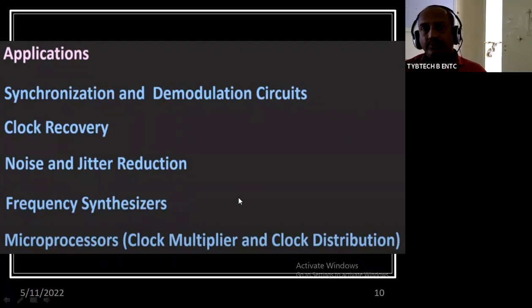After that, we have gone through the applications of the PLL. So many applications are there, and they are interlinked with each other. A few of the applications mentioned for the PLL are synchronization and demodulation, clock recovery, noise and jitter reduction, frequency synthesizer, and microprocessor. In this syllabus we are going to focus on the demodulation circuit and frequency synthesizer. These two are mentioned in the syllabus, so we will concentrate on them only.